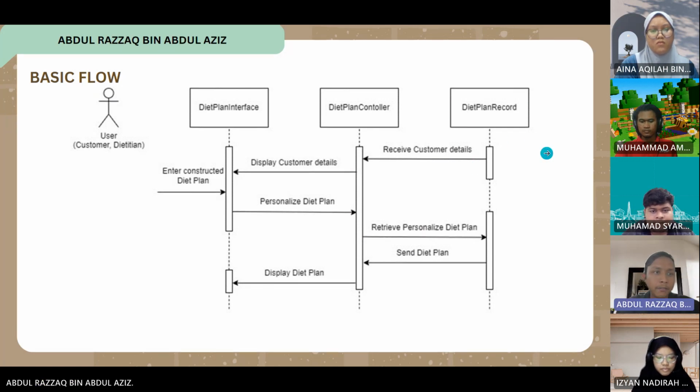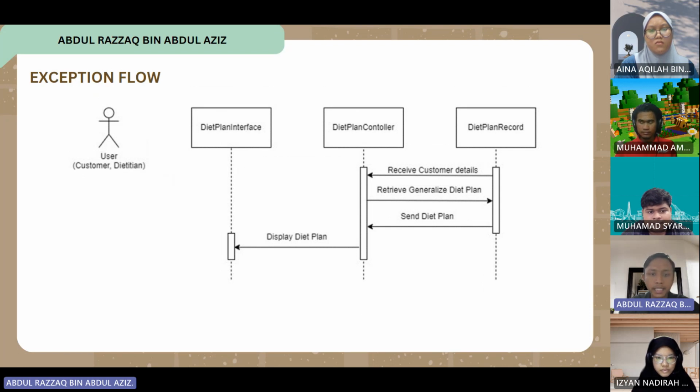Okay. So for the exception flow, this is where the customer is not subscribed to our system. So the diet plan record will not give the customer details to the dietitian. The diet plan record only gives it to the controller, and the controller will generate the diet plan based on the automatic algorithm. Then it will be recorded, and the diet plan record will send the diet plan to the controller, and the diet plan controller will display the generalized diet plan to the customer.